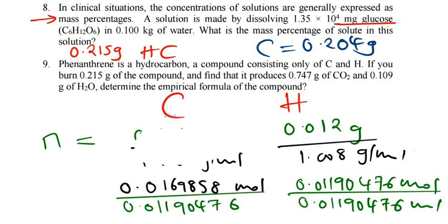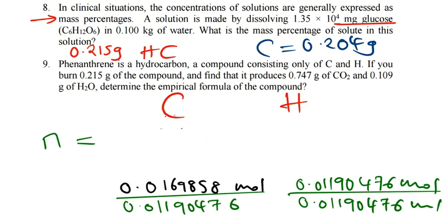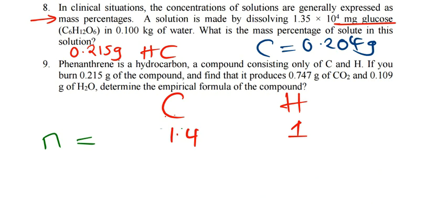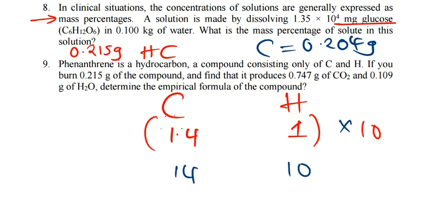Let me do this. So we have 1.4, and there we have a 1. So how best can we deal with these numbers here? What if we multiply by 10? We'll end up with 14 and then 10. Common factor, divide by 2, end up with 7 and then 5. Yeah, that's the best way, so that you end up with 7 and 5.